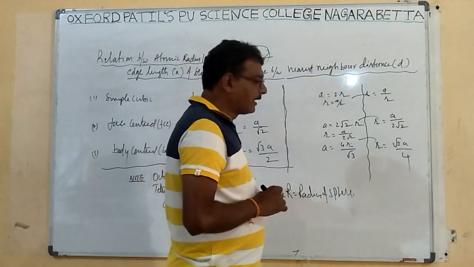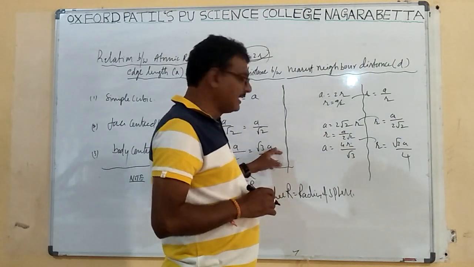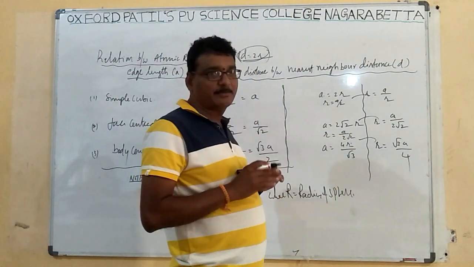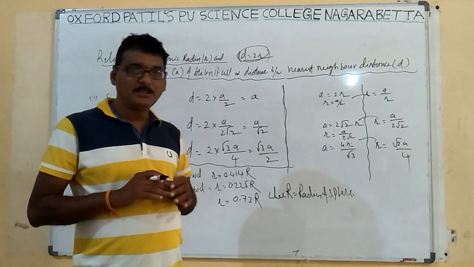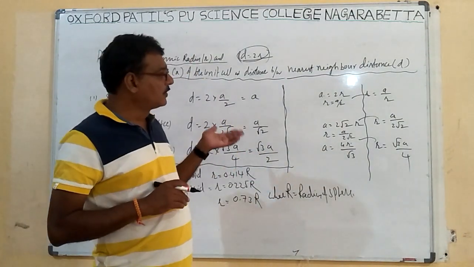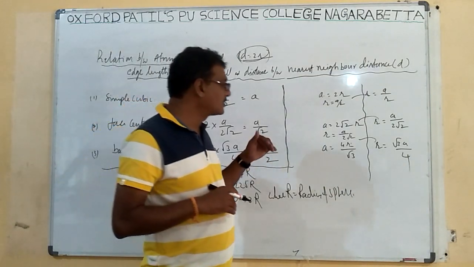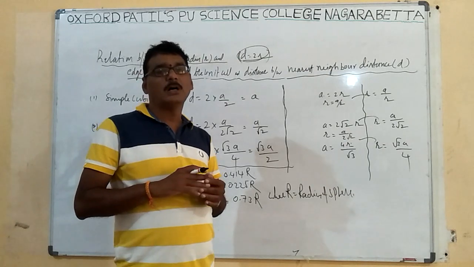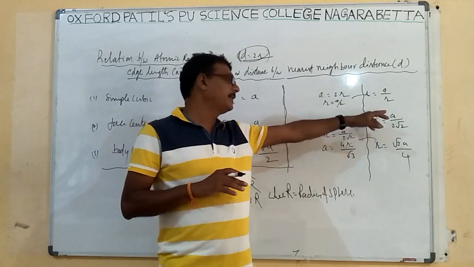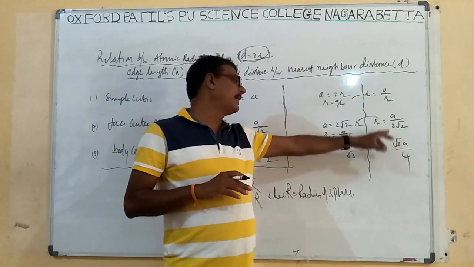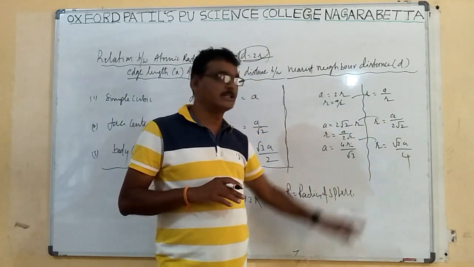Now, suppose radius is required, that means edge length. Diameter required means edge length. Once you know the edge length, you can calculate the neighboring distance and the radius. Once you know the radius, then only you have to calculate the edge length. Once you know the r value, automatically you can calculate the edge length. That's why r is equal to a by 2 root 2, r is equal to a by 2, r is equal to root 3a by 4. This is equal to edge length. Edge length you know, radius you know.